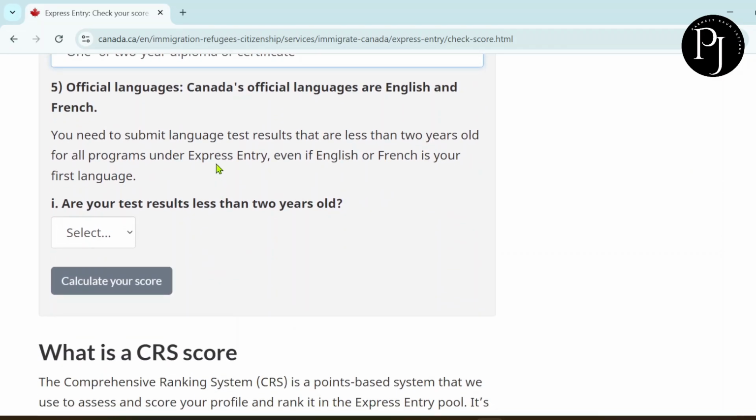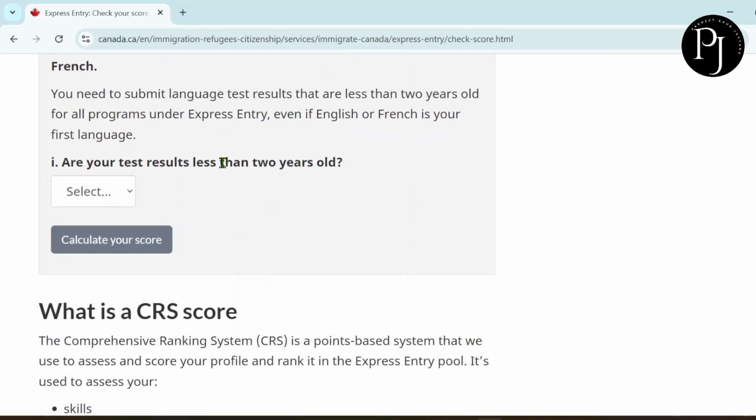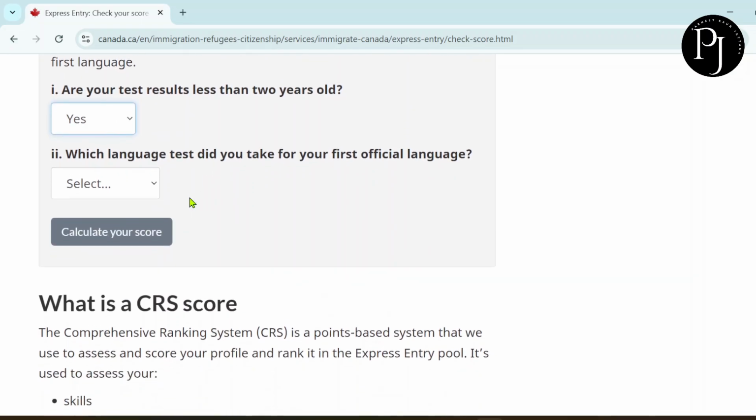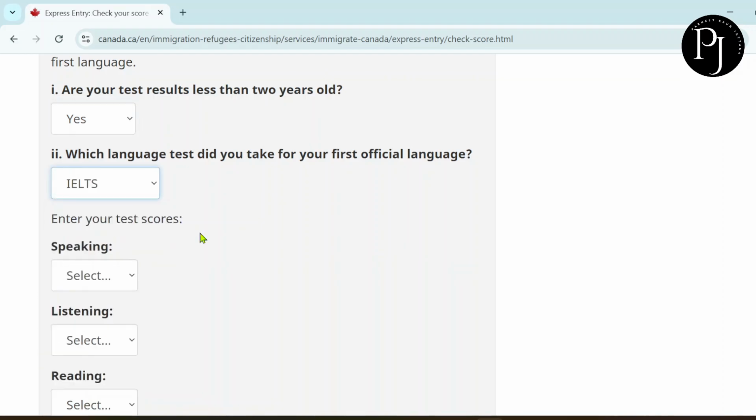The next question is, Canada's official languages are English and French. If you have any test to prove your language proficiency, then select it. Yes, I do have, and that is less than 2 years old. Which language test did you take for your first official language? I did IELTS.